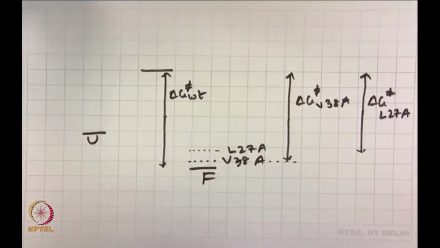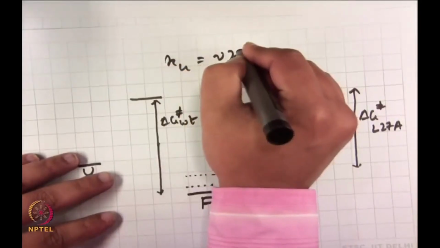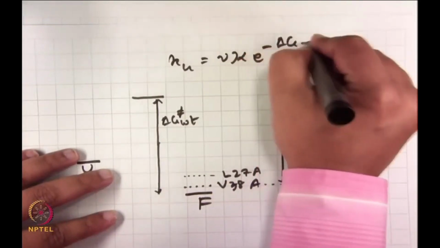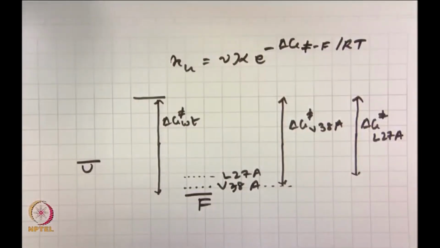Okay. What is Ku in terms of transition state theory? Ku is equal to, remember, nu times kappa, that transmission coefficient, e to the minus delta G dagger by RT, because you are looking at unfolding, right. Okay. Now, you tell me, if you are destabilizing the protein, that means you are destabilizing the native state with respect to the unfolded state. Will it be easier or less easy for you to unfold?